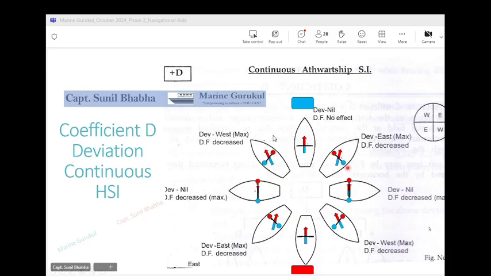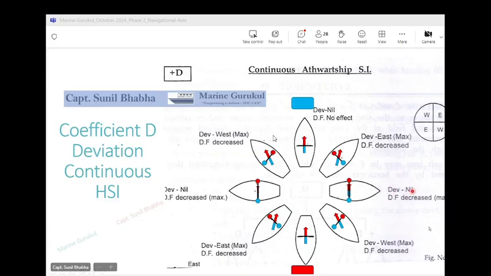When the heading is 45 degrees, 2 into 45 is 90, sine of 90 is 1, which is the maximum value, generating maximum deviation here. And when the vessel is heading in the easterly direction, heading is 90, 2 into 90 is 180. Sine of 180 is again 0, thus giving us a 0 deviation.